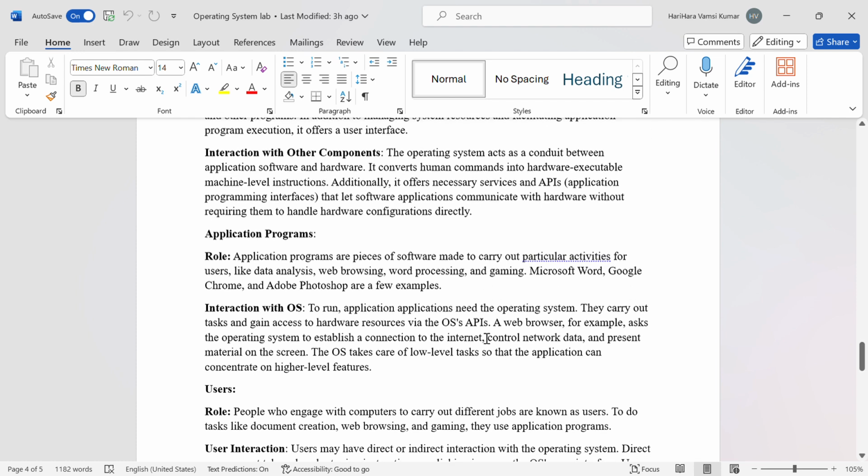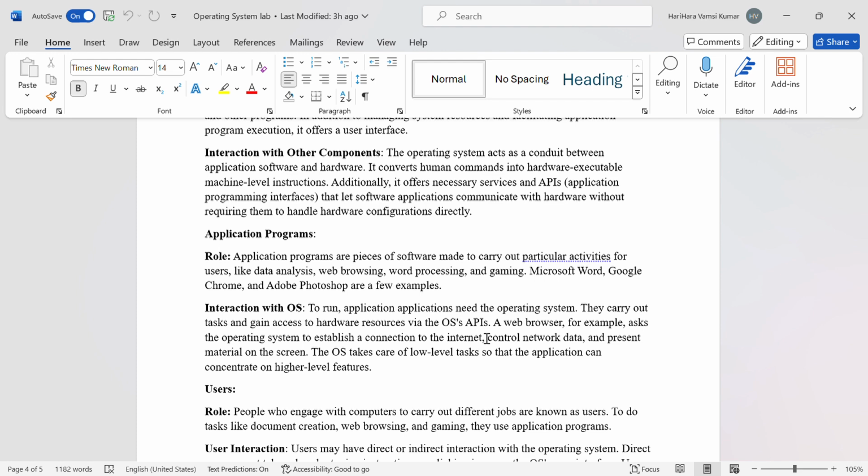And the next one is application programs. Application programs are pieces of software made to carry out particular activities for users like data analysis, web browsing, word processing, and gaming. Microsoft Word, Google Chrome, and Adobe Photoshop are a few examples.